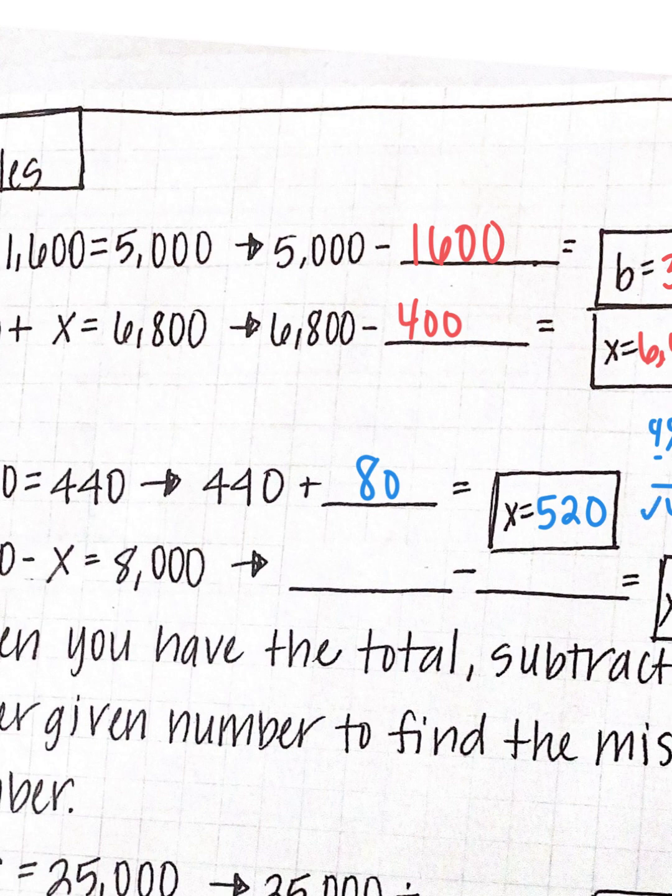Okay, the next one is 10,230 minus X equals 8,000. So I'm subtracting. I know I want to find X, but does it make sense? Look at my note here. Notice how I have a little note here. It says, when you have the total, and it's a subtraction problem. Okay, this is where it can get tricky. You've done problems like this before. When you have the total, you're going to subtract the other given number to find the missing number.